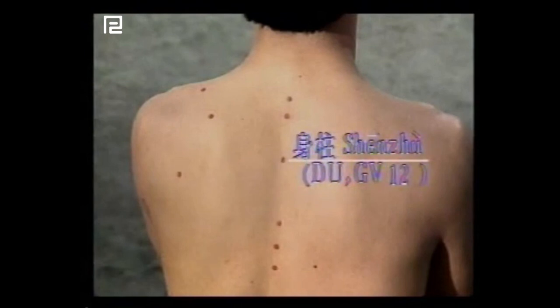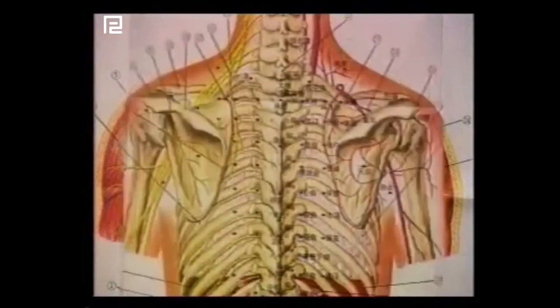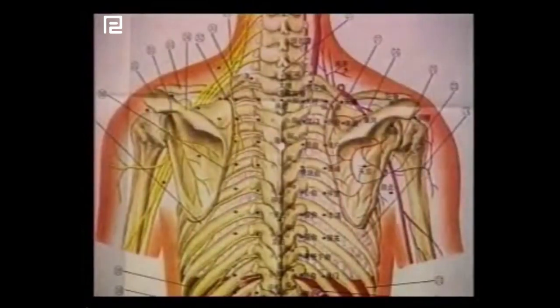Shenju. Location: on the back, on the posterior midline, in the depression below the spinous process of the third thoracic vertebra. Indications: pain in the chest and back, cough, asthma, infantile convulsions, fever, delirium, B syndrome, and neurosis. Methods: puncture 0.3 to 0.5 cun, moxibustion 3 to 5 cones or 10 to 30 minutes.